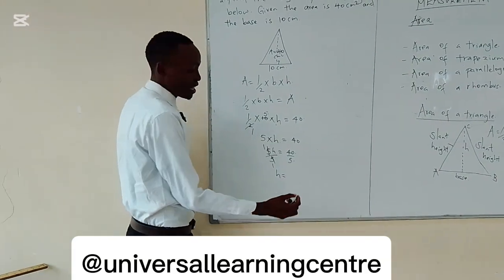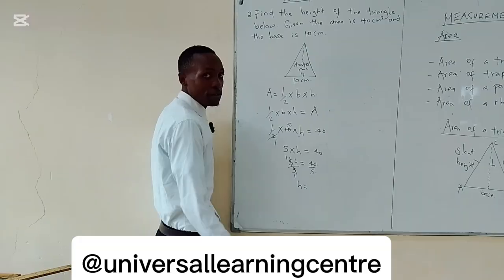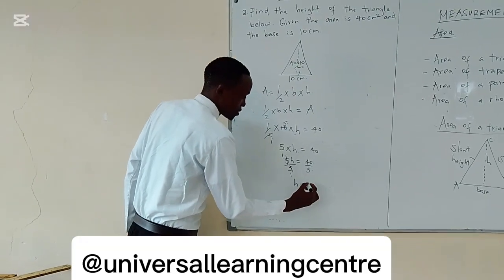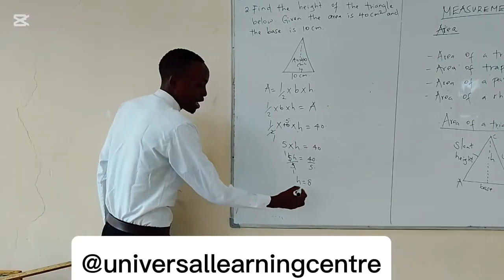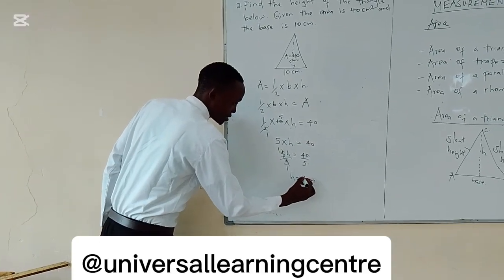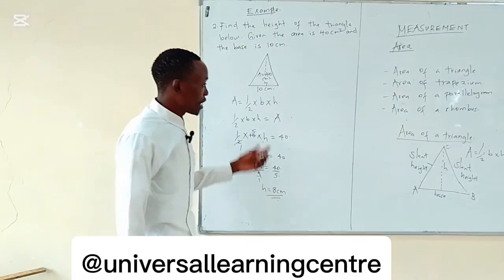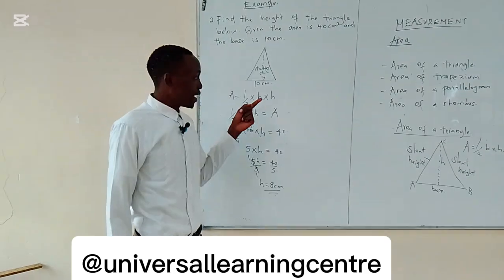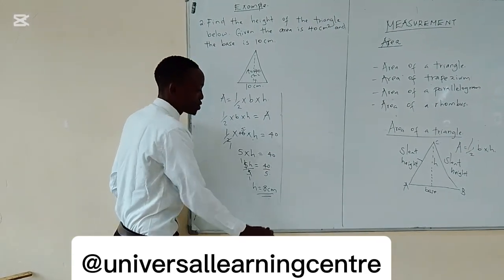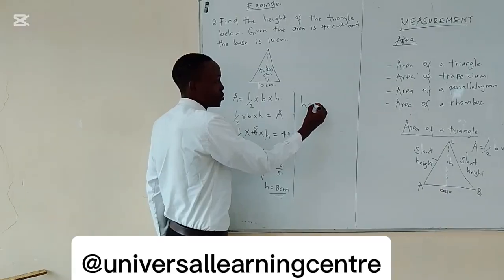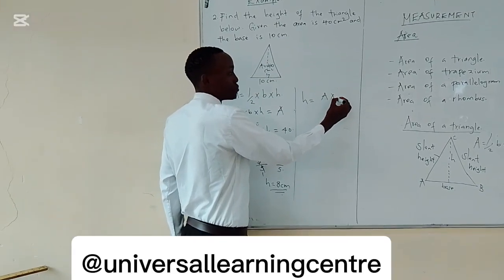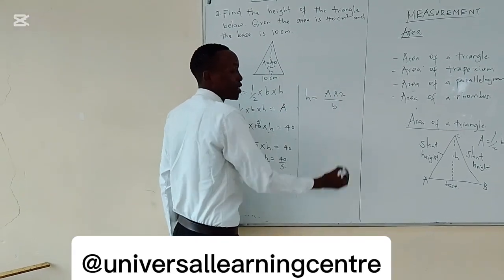h is the same as dividing 40 by 5, which is 8. And our units for this question were centimeters. Now we're going to write 8 centimeters. So also you can derive a formula to get the height, where when you substitute these formulas, you can get a formula where to get height, you take area times 2, then you divide by base.